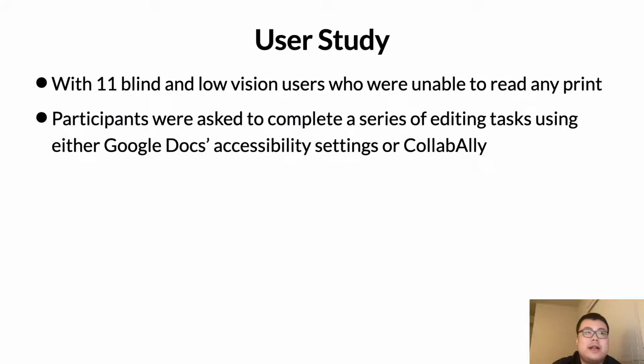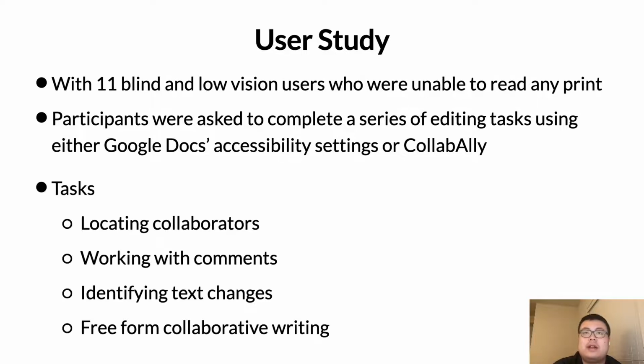To evaluate CollabAlly, we ran a user study with 11 blind and low vision users who were unable to read any script. We asked participants to complete a series of collaborative editing tasks using either Google Docs accessibility settings or CollabAlly. The tasks included the 3 main collaboration activities we defined, which are locating collaborators, working with comments, identifying text changes, and one free form writing task, in which we asked participants to answer a few open-ended questions freely.